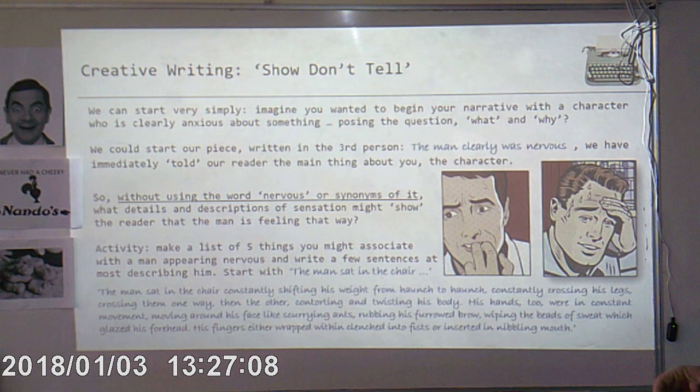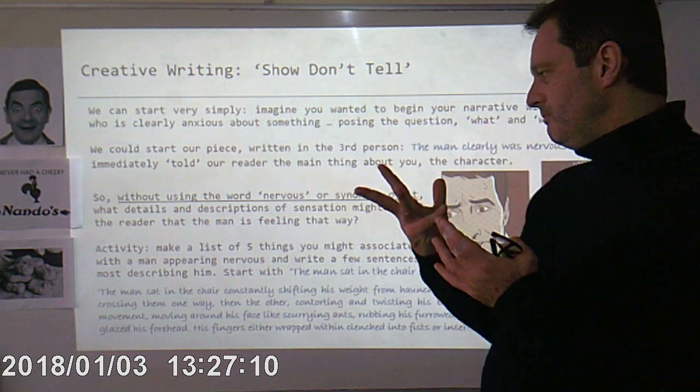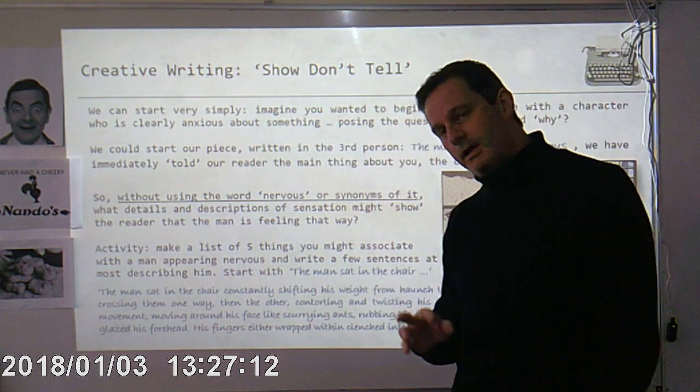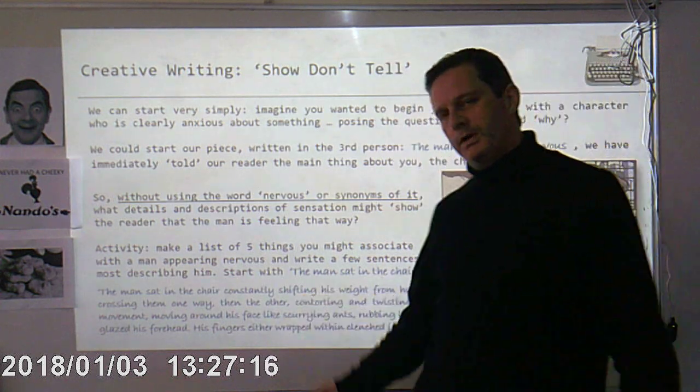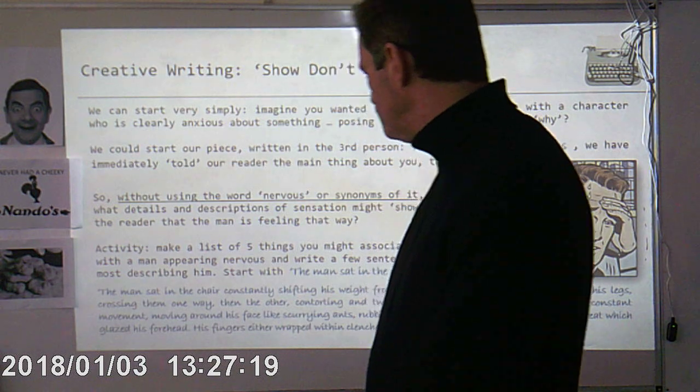His hands too were in constant movement, moving around his face like scurrying ants. And at this stage, we're going to go through this sort of thing tomorrow, but if you want to include some imagery, similes and things like that, of course you can do.